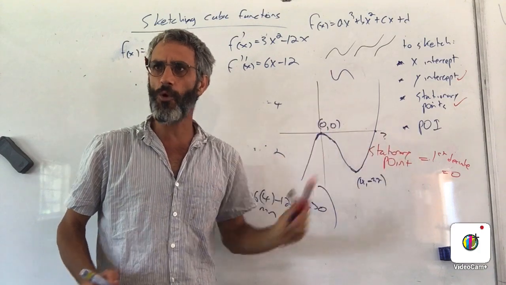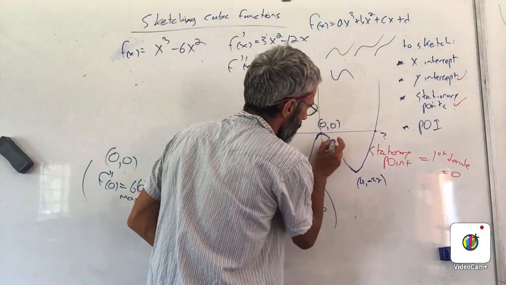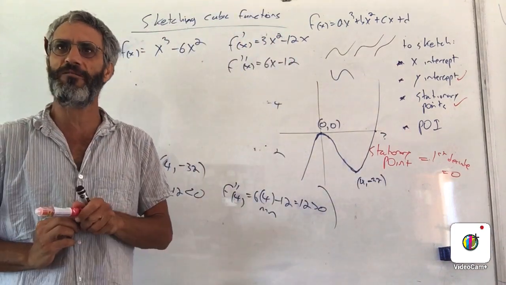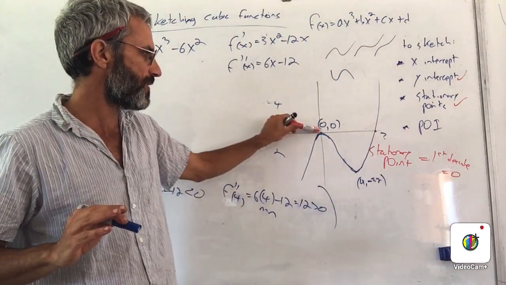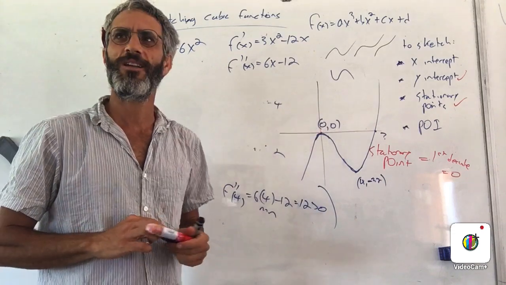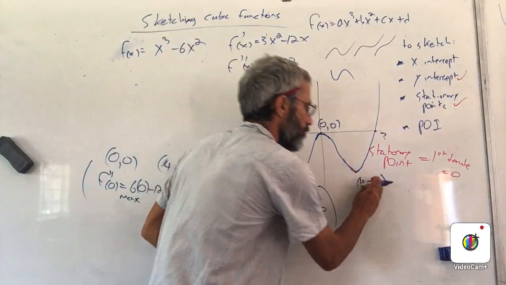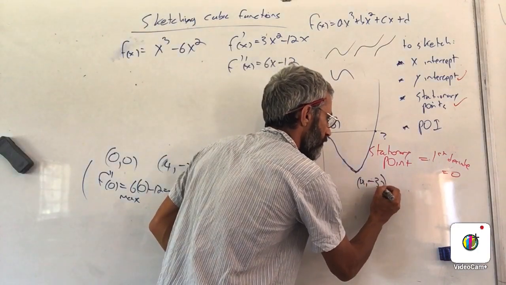Now at this point, before we actually calculate it, I want to see if somebody can guess what is the x value of the point of inflection. I just want to put it there. This is 0, 0. This is 4, minus 32. What will be the x value of the point of inflection?